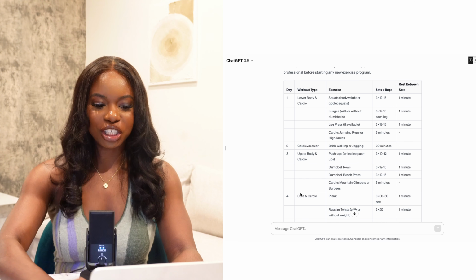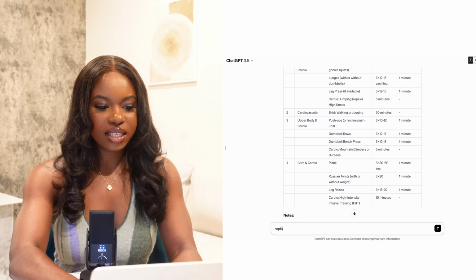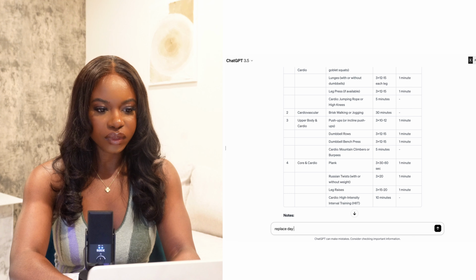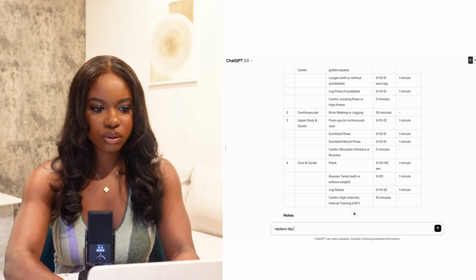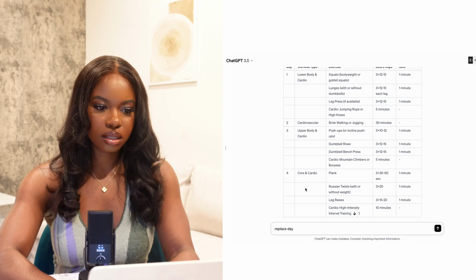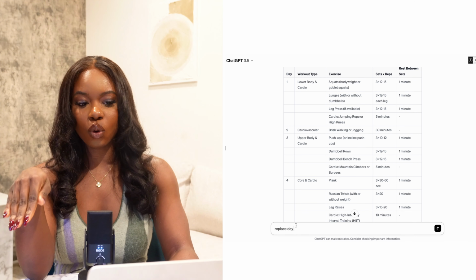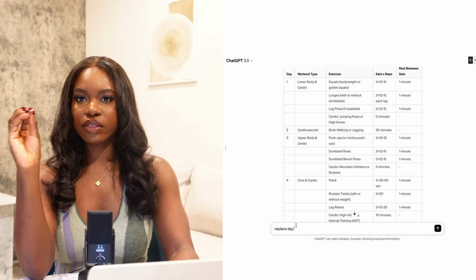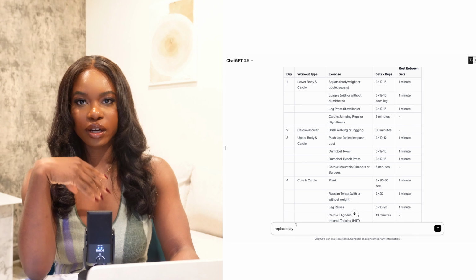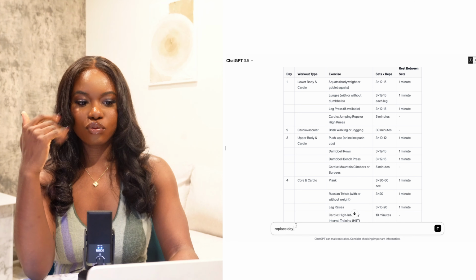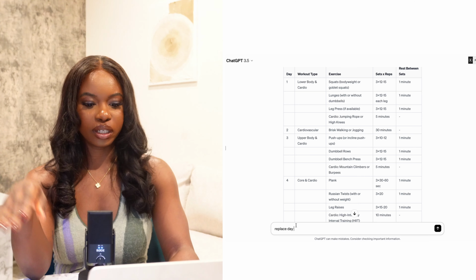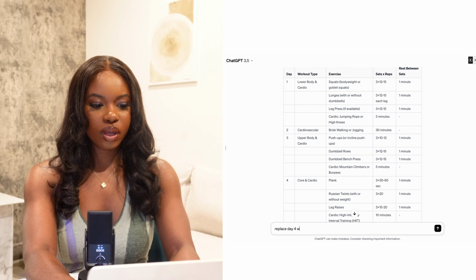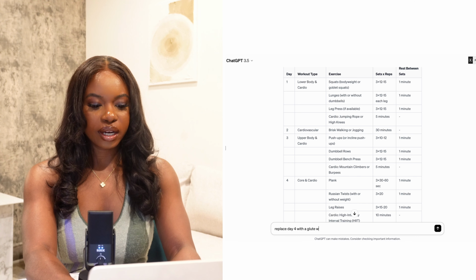So what I'm going to tell ChatGPT is replace day 4 or day 2. Let's say day 2 since it's just cardio, no core. Replace day 2. Actually, let's replace day 4 with glute workouts and core. That way she has time to rest after the first lower body day and then can add in another glute workout. So replace day 4 with a glute workout and core.